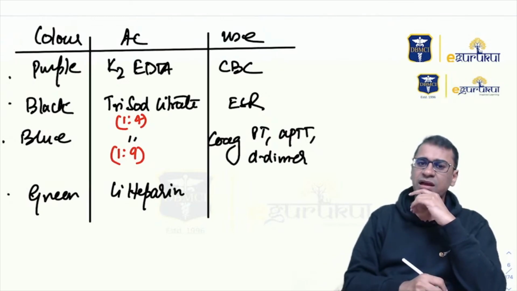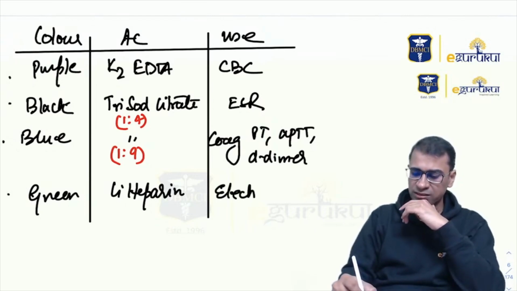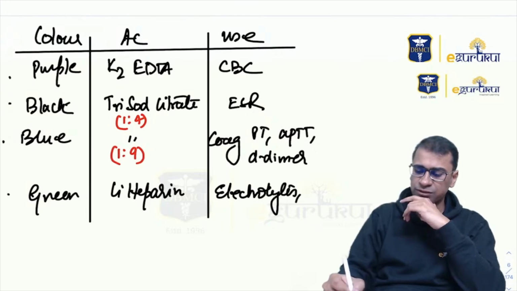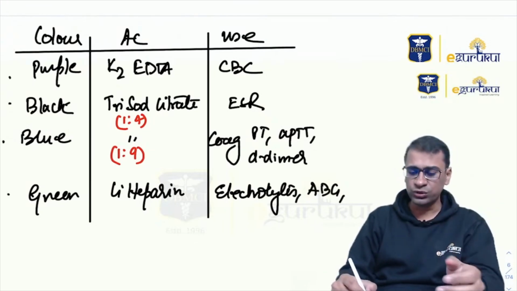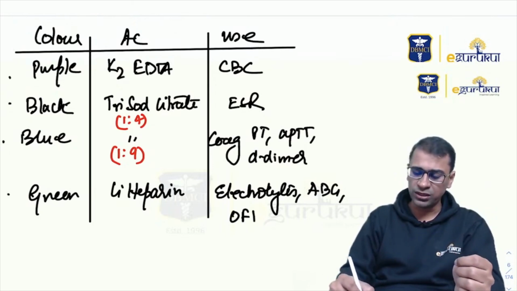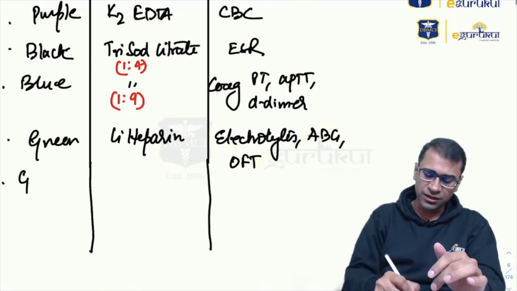The green one is lithium heparin. Now this is basically used to send a sample of electrolytes. Some labs will also send a sample in ABG for this, and a few of them will use a sample for sending for the osmotic fragility testing, OFT. Okay. Then comes the gray color.